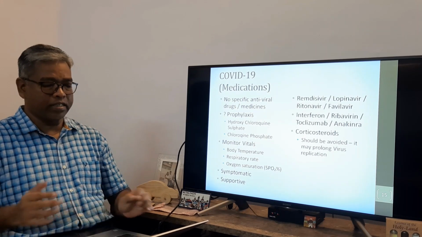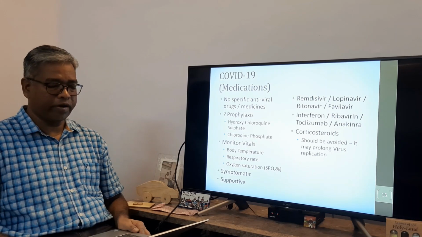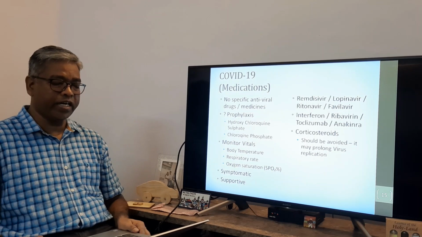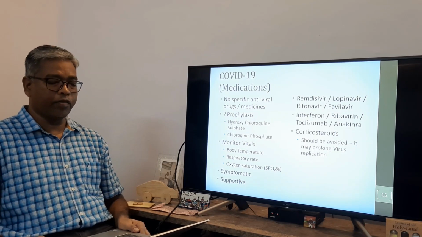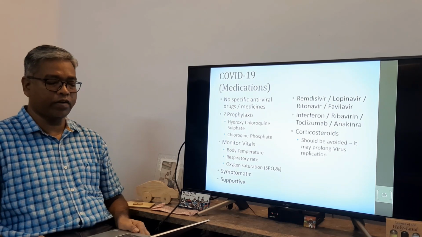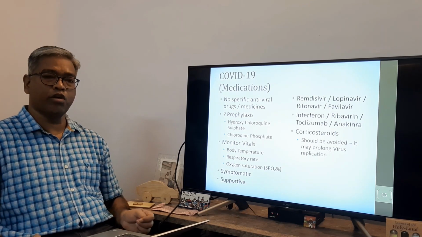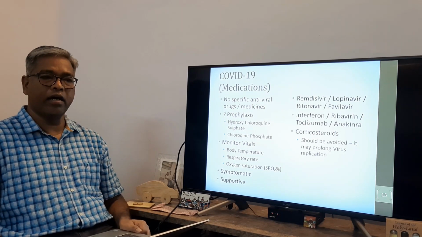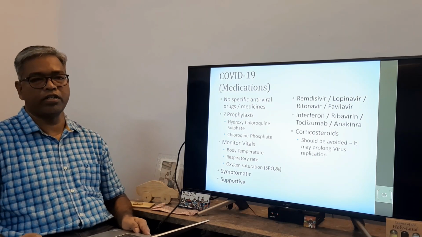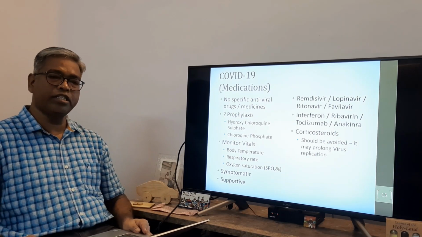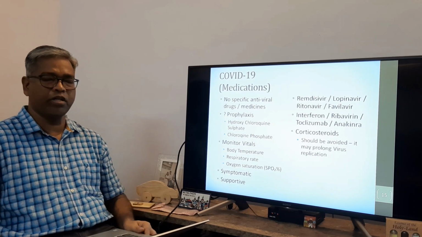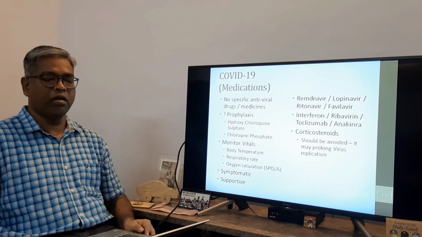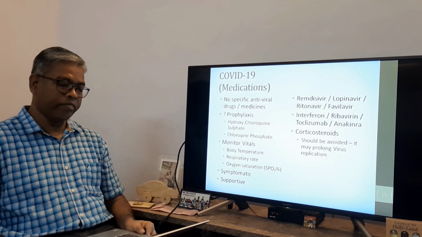And what medications? Actually, lots of people call my wife or my family members and ask about the medications and what to do. There are no specific antiviral drugs or medicines. And the prophylaxis with hydroxychloroquine sulfate or chloroquine phosphate is also questionable, debatable. Some good institutions have been recommending it, like the premier institutes of the country, AIIMS and all that. But there are other institutes which say it may not be used, because we have not seen concrete evidence about the effects of the prophylaxis.